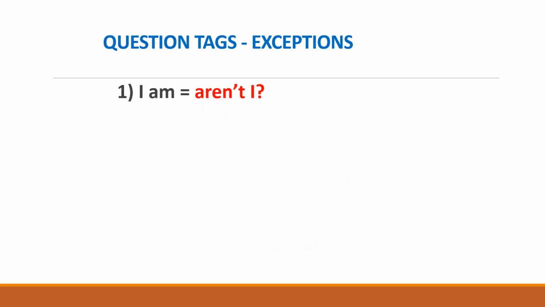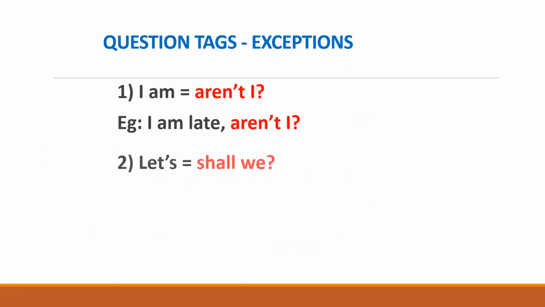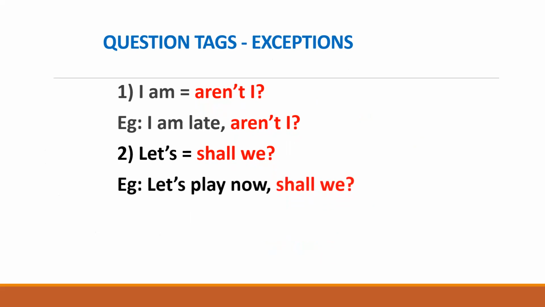Now whenever we have I and am, we will not make it into am I as a question tag, rather we will make it into aren't I, okay? I am, aren't I? Let's see some example. I am late, aren't I? Whenever it is let us, that gets the question tag of shall we. Let us play now, shall we?